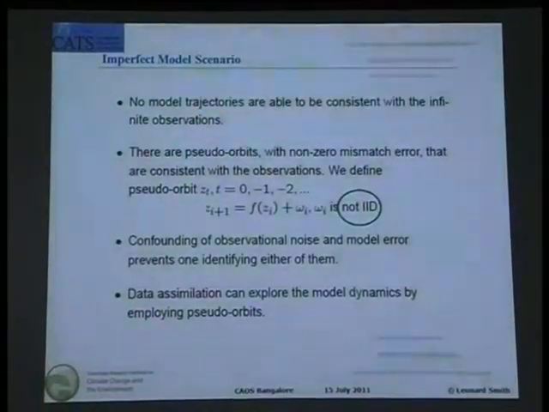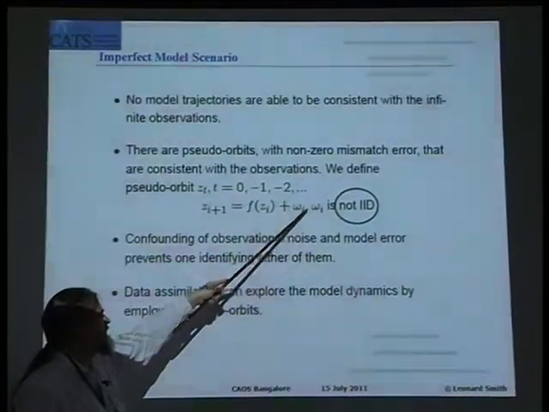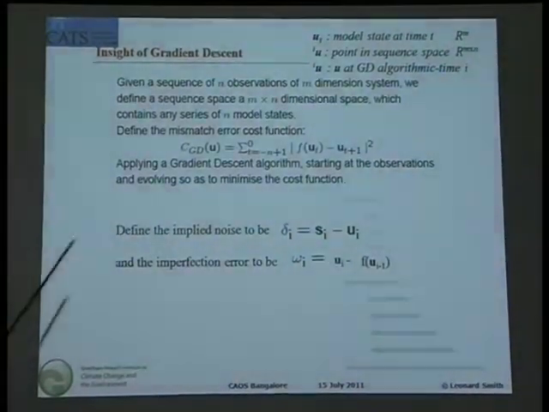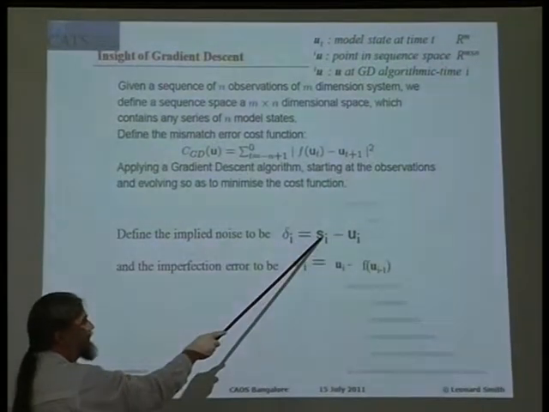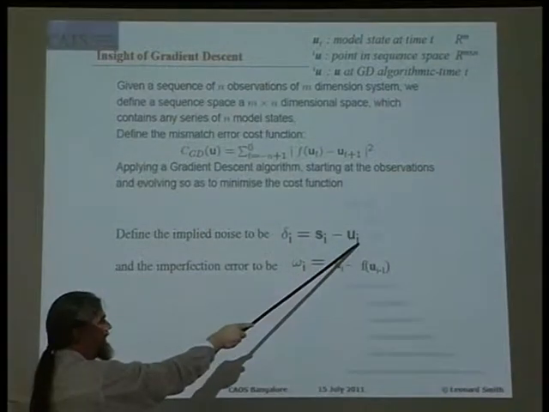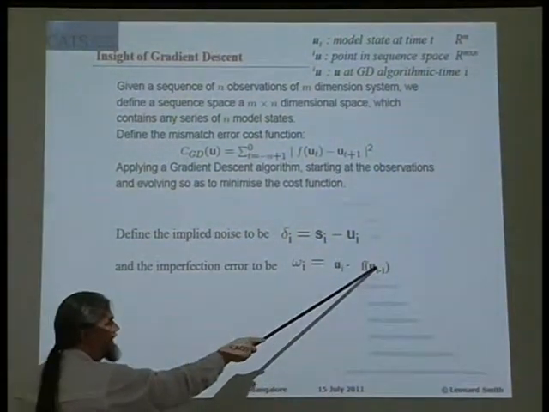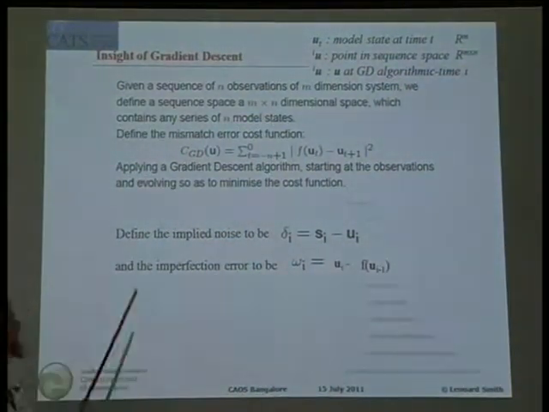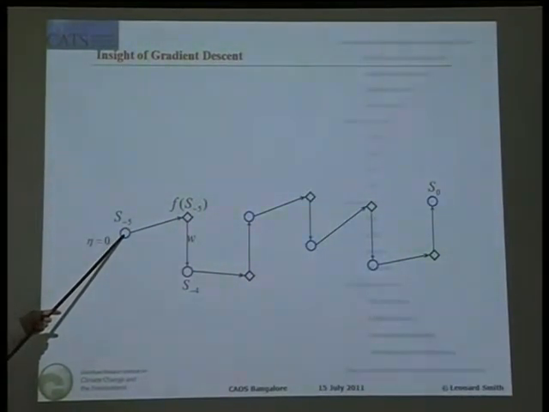So what happens when we're noisy? Well, the biggest thing is now, for the pseudo-orbit, we need to account for this model error, and the model error is not IID. So we go back and we do the same thing. We're using the same cost function, but we're actually looking at more phenomena. We now look at the difference between our observation at the ith time step and the model state at the ith time step. And we also look at the imperfection error, which is just the difference between the state at the ith time step and the image of the previous one. So this is an estimate of the model error, the implied model error, and this is the implied noise. Because when we're doing gradient descent in an imperfect model, we don't really expect the noise to be zero.